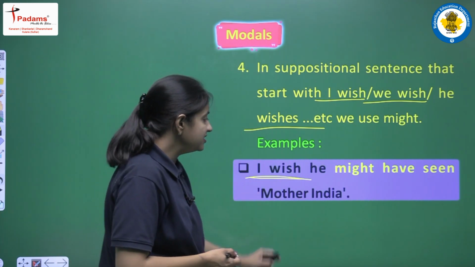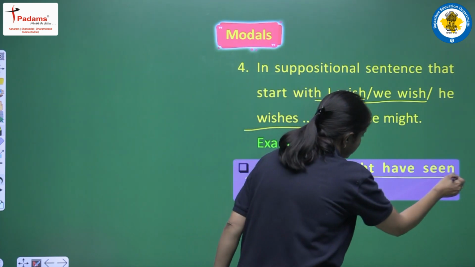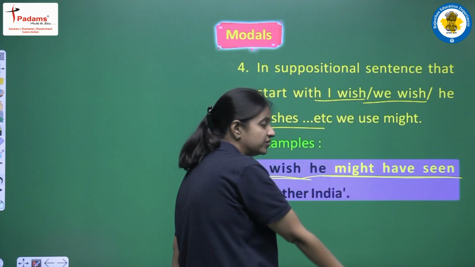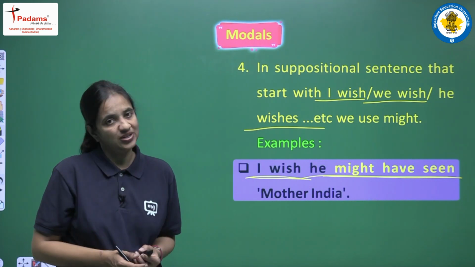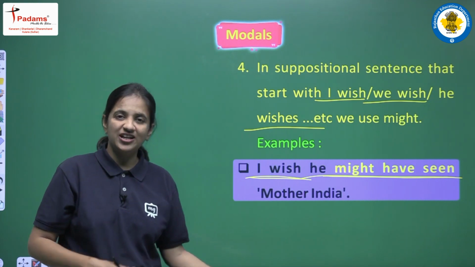Okay, so this is the reason we are using might here. We are using might have plus the third form of the verb. So in this manner also we can use might. Okay, so this is all about this modal, that is might.